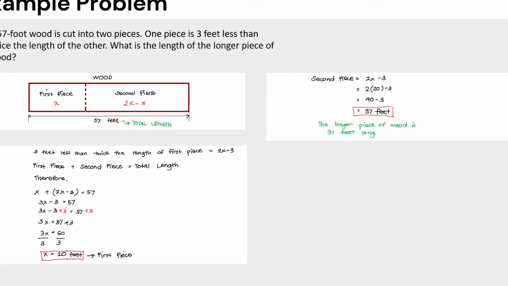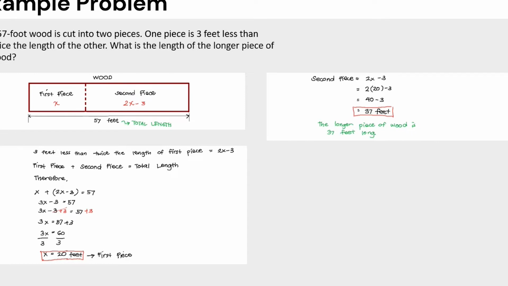The first step that we have to do is to identify what important pieces of information are given to us in the problem. Sinabi sa problem ang total length ng wood, which is 57 feet long. It cut into two pieces daw at ang isang piece ay 3 feet less than twice the length of the other piece. So let's call it a second piece, and the other one is first piece, which represent the variable x. Note that the measurement of the first piece is currently unknown.